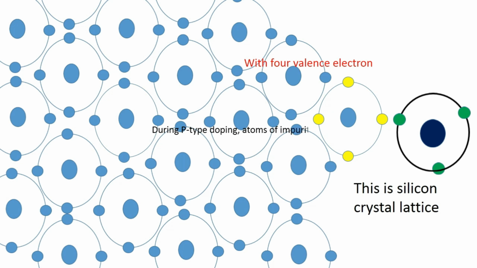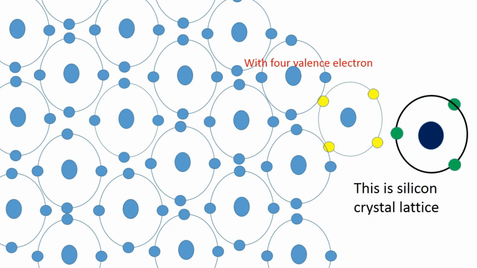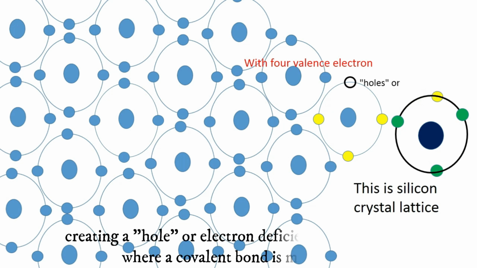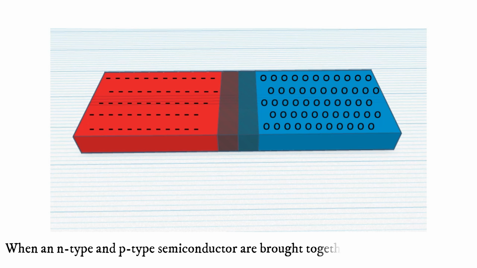During p-type doping, atoms of impurities such as boron or aluminum are intentionally introduced into the semiconductor crystal lattice, creating a hole, or electron deficiency, in the lattice where the covalent bond is missing. The resulting material is called p-type semiconductor.